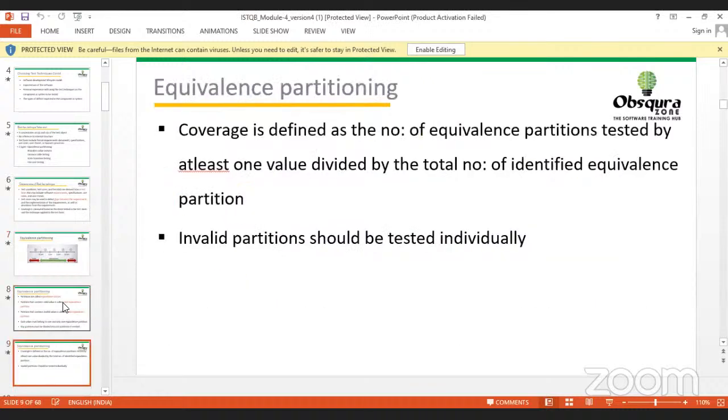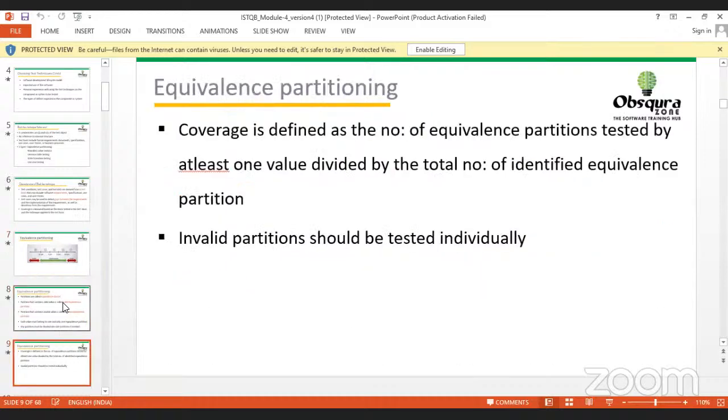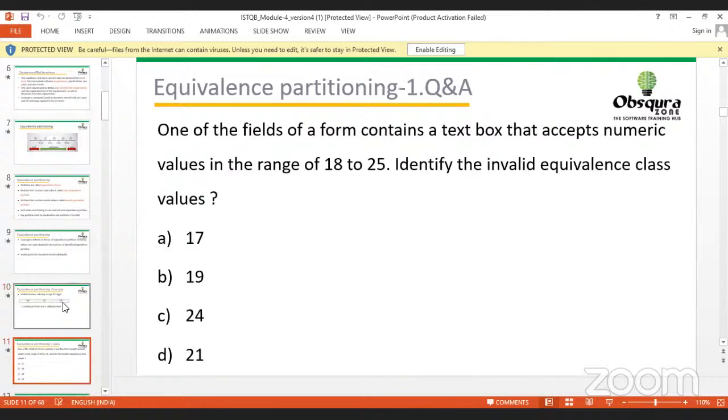Now, invalid partitions should be tested individually, so you have to make sure that you test the invalid partitions also. Now, consider this example. A mobile number will only accept 10 digits. So the valid case will be 10 digits, and the invalid cases will be digits less than 10 and digits greater than 10. So there will be 2 invalid partitions and 1 valid partition.